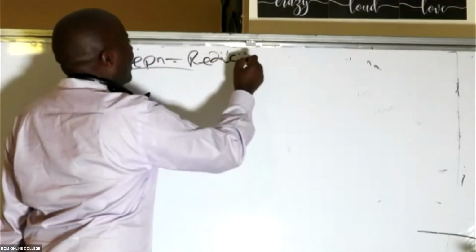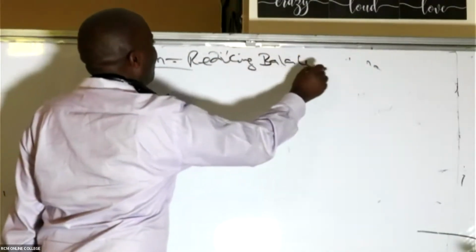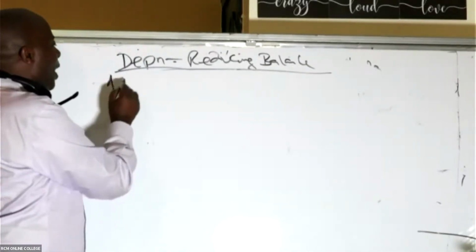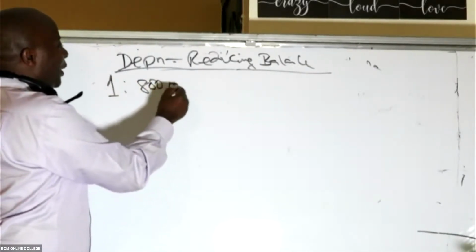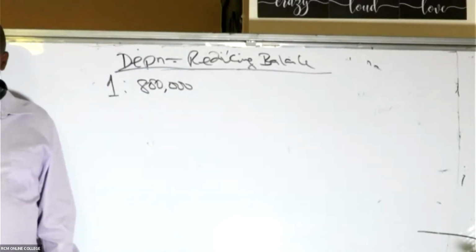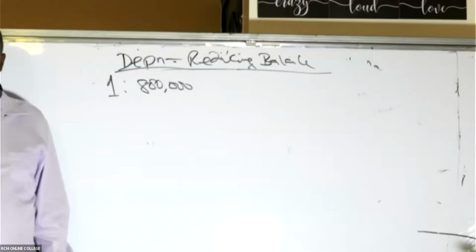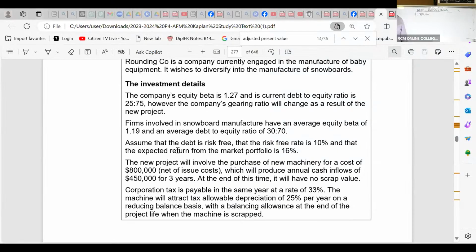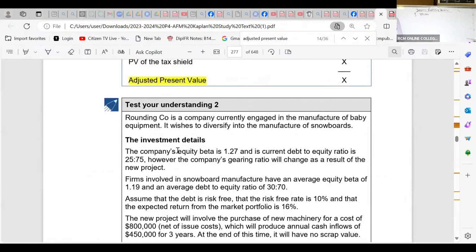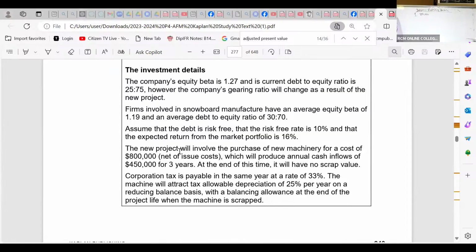Oh, yeah, these are good examiners. I love this kind of examiners. So depreciation will start with year number 1. The machine is worth 800,000, isn't it? The machine is worth 800,000. The new project will involve the purchase of a new machine at a cost of 800,000.